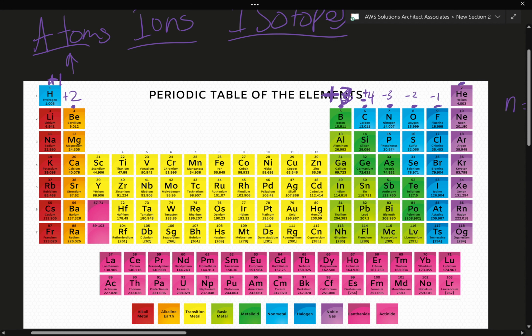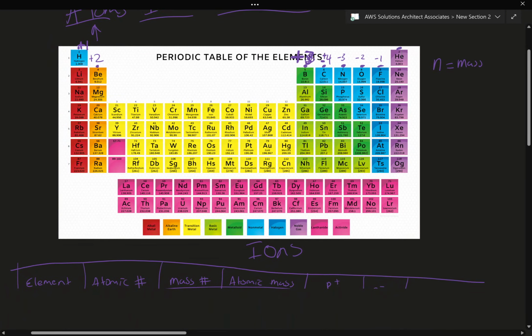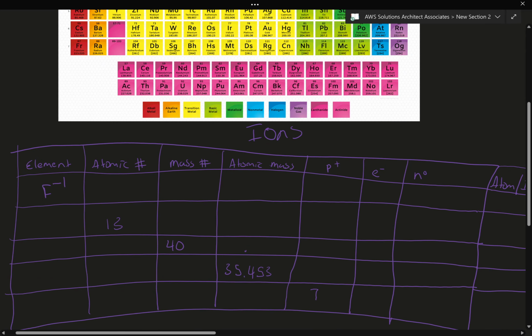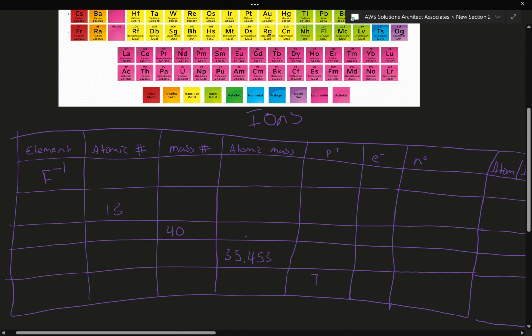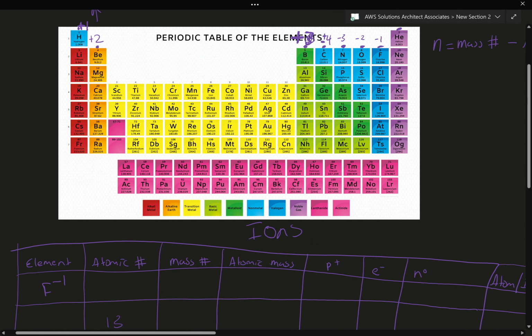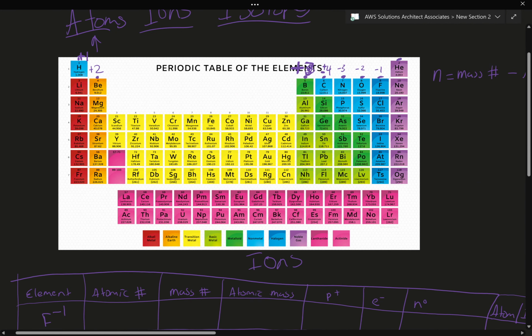So, let's solve a few problems knowing all of this, okay? Only use plus, minus, negative, positives only for ions, okay? So, if you see F minus 1, first look for F on your periodic table. F is fluorine, and fluorine is all the way over here, all right? And you can see that fluorine is under the minus 1 group. Fluorine is in the minus 1 group.